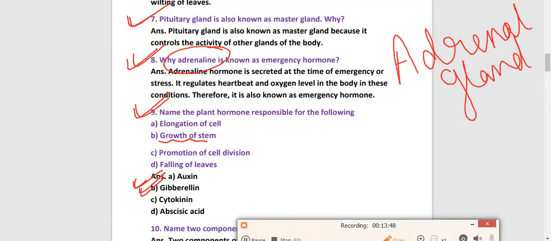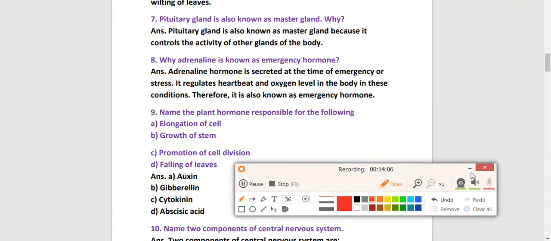Third is promotion of cell division. So for cell division, cytokinin was the answer. So cytokinin will promote cell division. Falling of leaves, or wilting of leaves, is caused by a growth inhibitor, of which there is only one hormone, and the name of that hormone is abscisic acid. So these questions are also important.